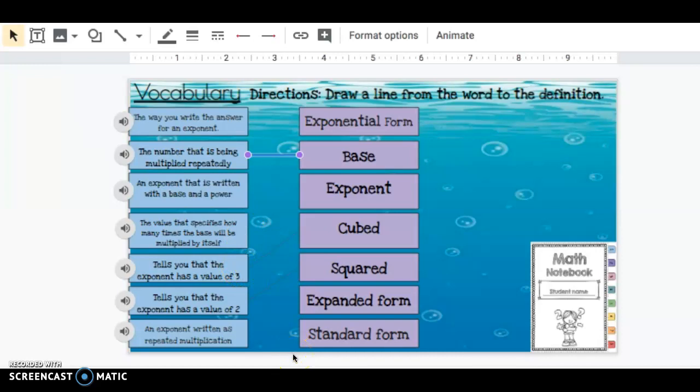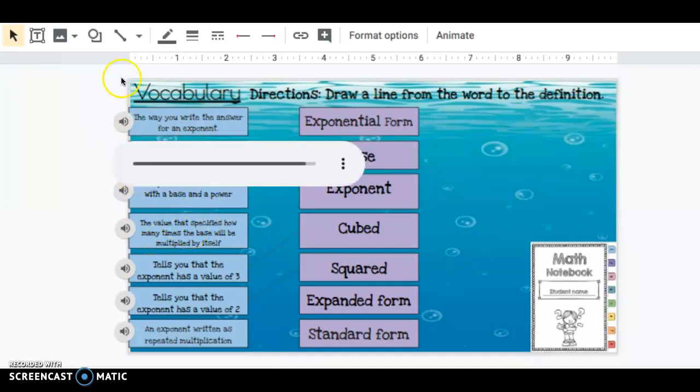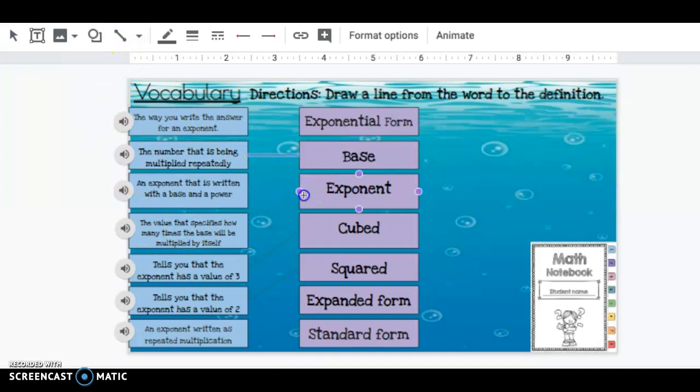Now, the other one that I have is exponent, and I know that exponent is that little number that tells me how many times I will be multiplying my base by. So I'm looking here, and I'm trying to find the one that tells me how many times I'm multiplying that base by itself. So I'm going to listen, or I'm going to read these, and I see the value that specifies how many times the base will be multiplied by itself. So I'm going to click my line tool, draw, and hold down, and draw my line.